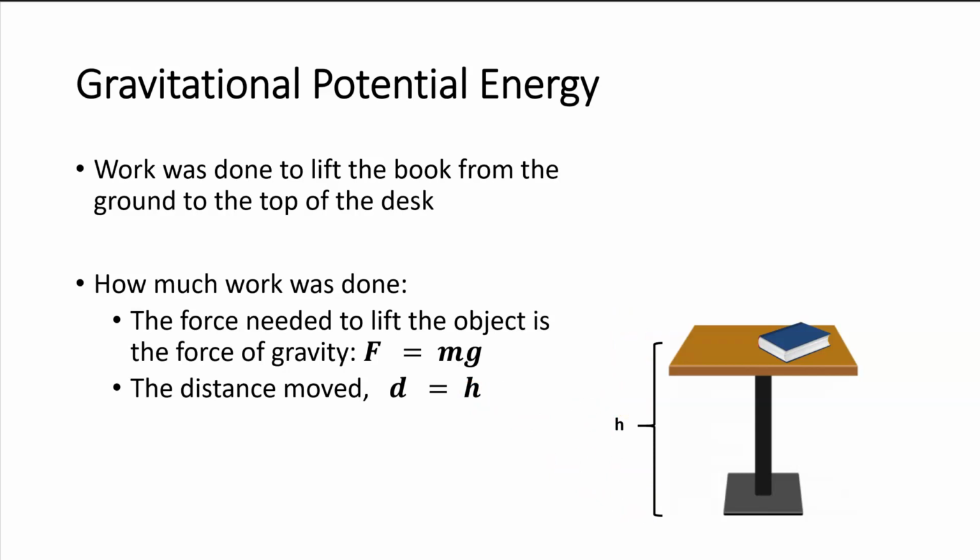Now we know the formula for work is force times distance. If work is force times distance, force is mg, distance is h, then the amount of work done on the object was m times g times h. M times g times h, well, that sounds an awful lot like the amount of potential energy an object has due to its height above a surface.